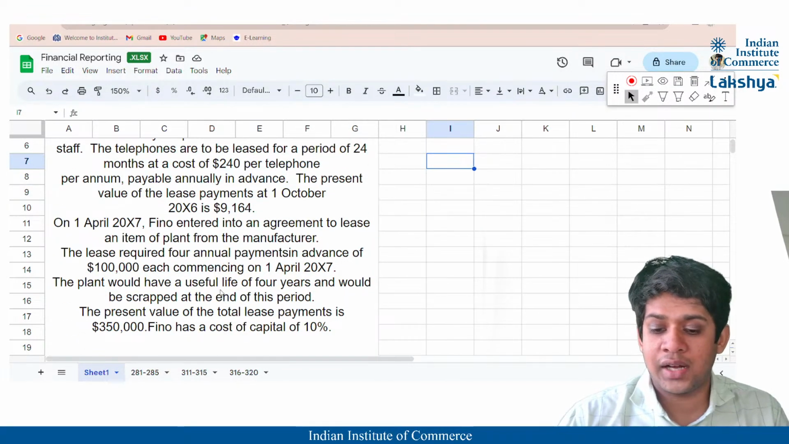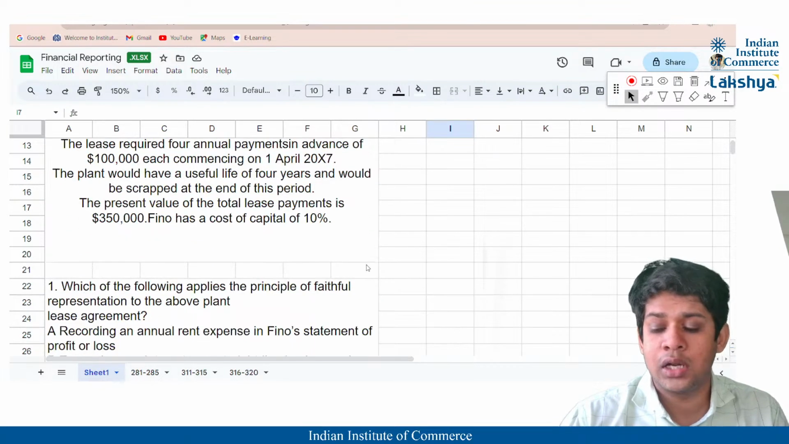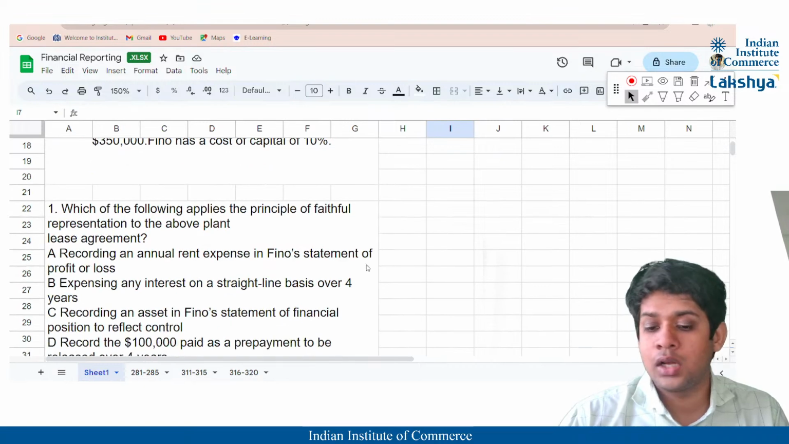Now this is the first contract. I think the second contract is different, so I think there would be certain questions related to it. Let us look at those.